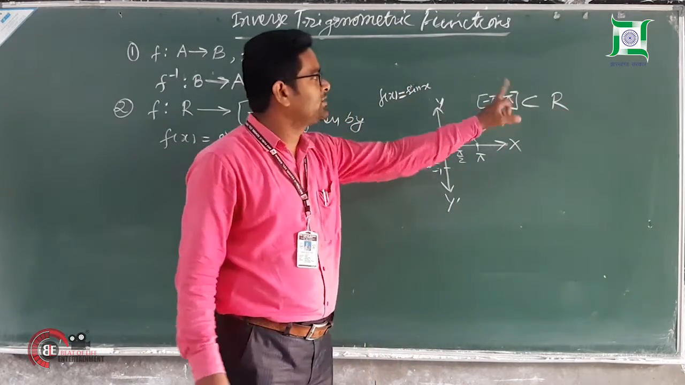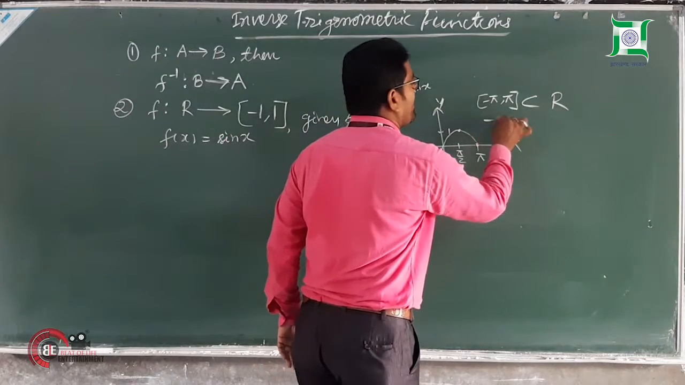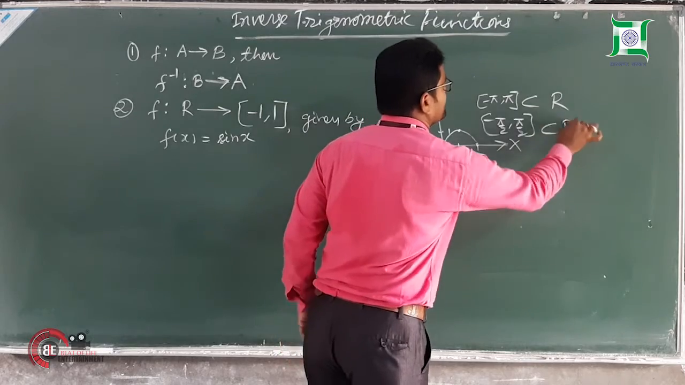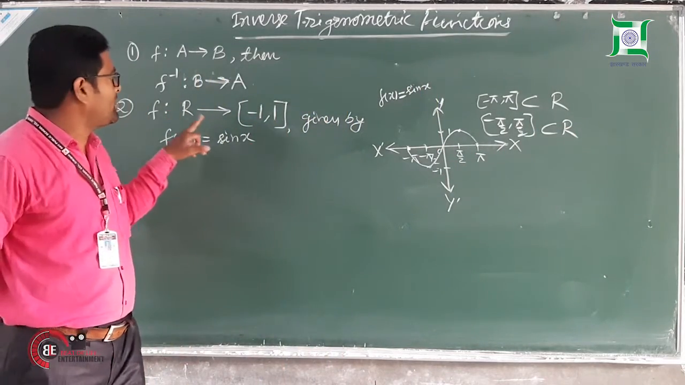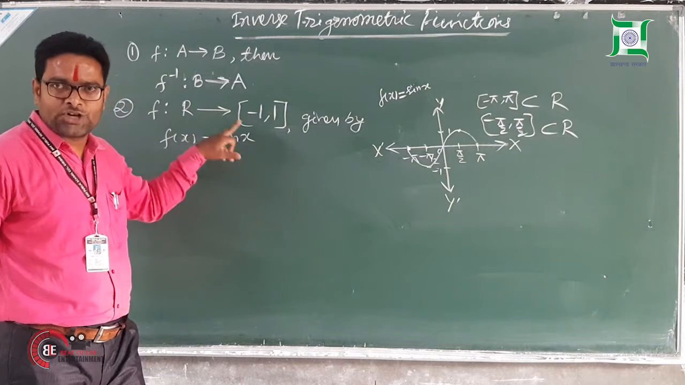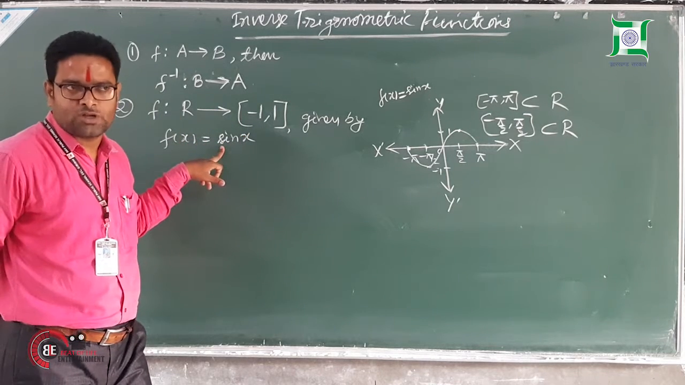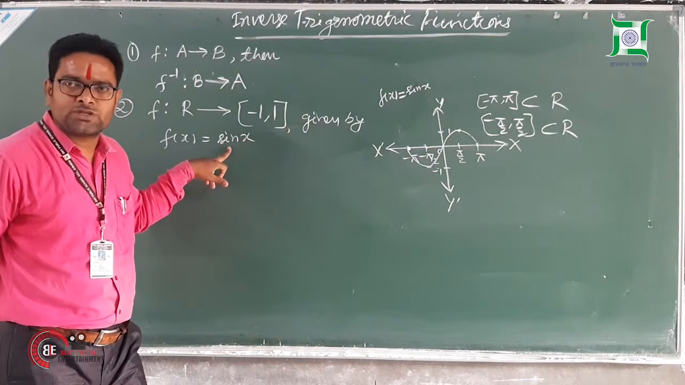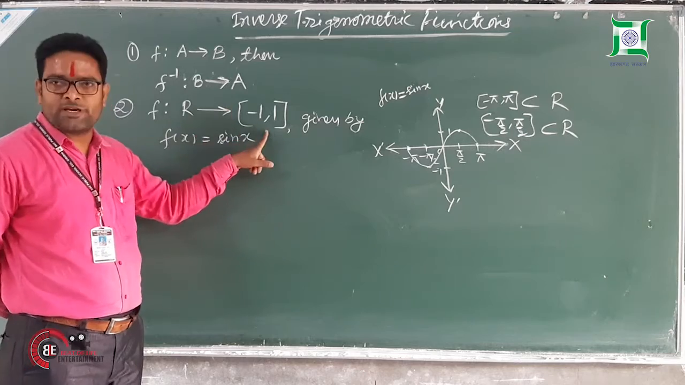It is a subset of the set of real numbers. In the same way, minus pi by 2 to pi by 2 is also a subset of the real numbers. So, my dear students, here is the domain and range for the trigonometric function, also known as the circular function of x, or we can say the sine function of x.